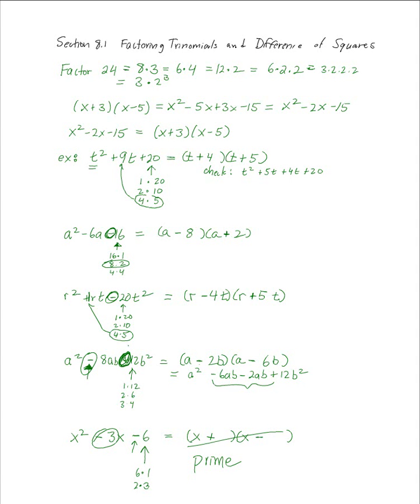All right, the other thing in this section was the difference of squares. And the difference of squares, again, this is something we saw earlier. We saw it when we did multiplication. We had a formula that looked like this. A squared minus b squared is the same as a plus b times a minus b.